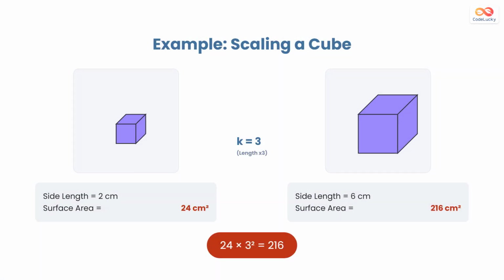Let us calculate it for a cube. On the left, we have a cube with a side length of 2 centimeters. Its surface area is 24 square centimeters. If we scale it up by a factor of 3, the side becomes 6 centimeters. The new surface area is 216. Notice that 216 is exactly 9 times 24. The area increased by 3 squared.